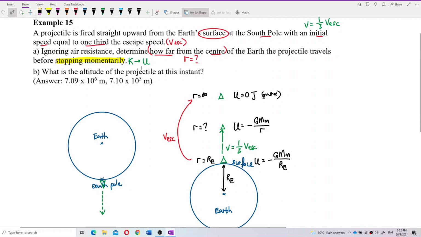To be free from gravitational pull. At the surface, the distance to the center of Earth is the radius of Earth. So the potential energy at the surface of Earth is negative GMm over the radius of Earth. You see that? Negative GMm over radius of Earth, because you start from the surface.